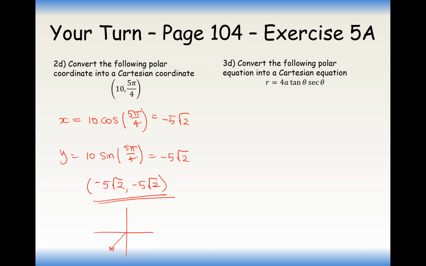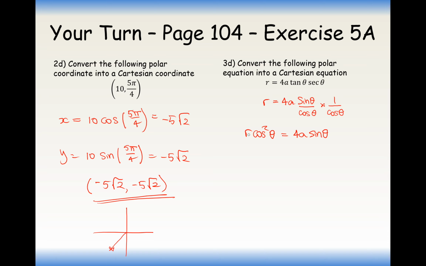And then moving on to 3D, well in this case here it's going to be r equals, I'm going to first of all turn the tan and the sec into sine and cos. So it would be sine theta over cos theta times by 1 over cos theta. Let's now multiply the cos onto the other side. So that would be r cos squared theta equals 4a sine theta.